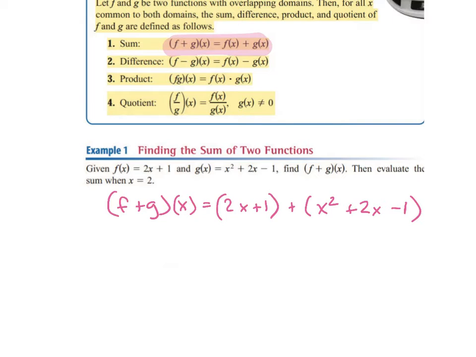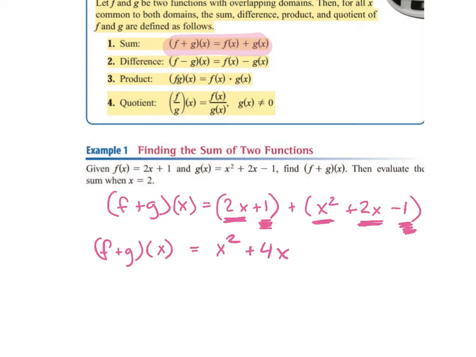And now to simplify, we just combine our like terms. So we start with our x squared. There's no other x squared. Then we combine our two x's together. 2x plus 2x is 4x. And then we have 1 and minus 1, which is just 0. So our f plus g of x is equal to x squared plus 4x.